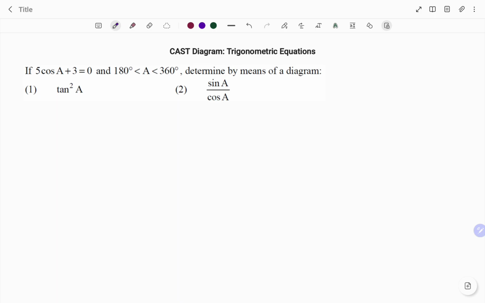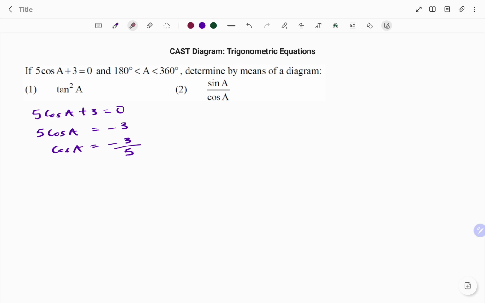Before we fulfill the two conditions given, we're going to start by finding what the value of cos A is. We have 5 cos A plus 3 equals 0. Making cos A the subject of the formula, we have 5 cos A equals negative 3. Then I have cos A equals negative 3 over 5, dividing both sides by 5. The second condition says A is greater than 180 and less than 360.